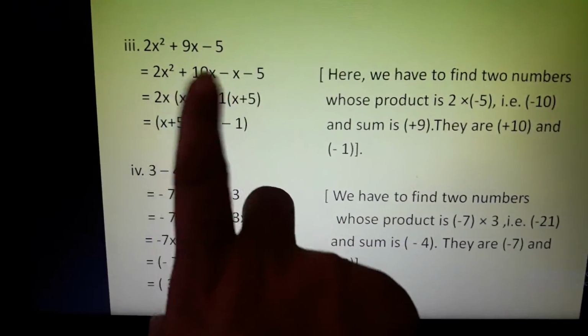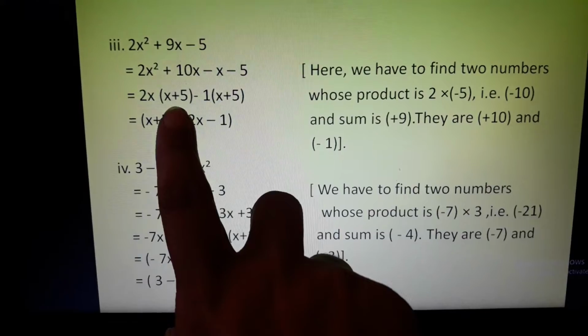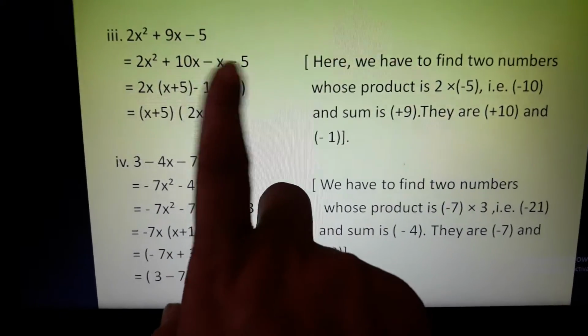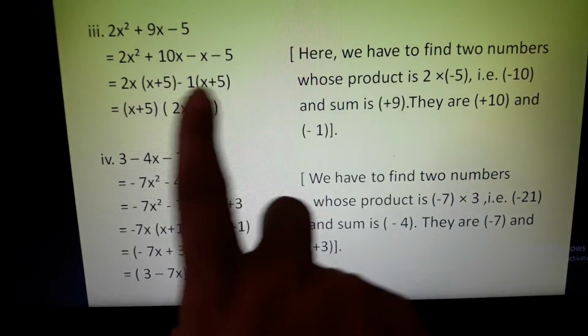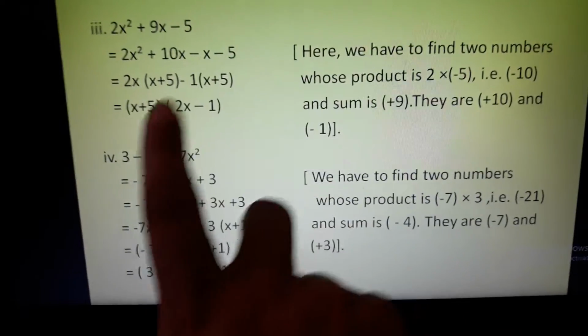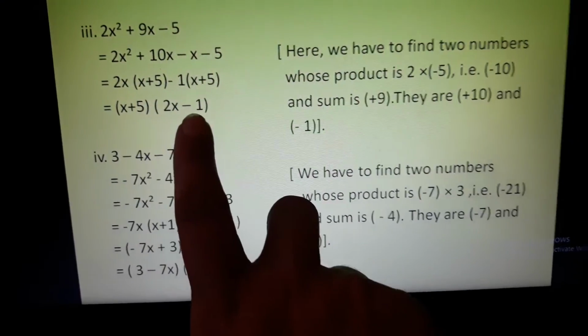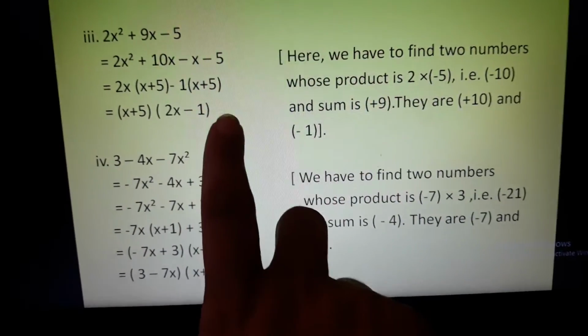This is the breakup. So now we will take common. From the first two terms we have taken 2x common. In the bracket we get x plus 5. From the last two terms we have taken minus 1 common. So we get x plus 5 in the bracket. Now from this term and this term we have taken x plus 5 common. So we get 2x minus 1 in the bracket.